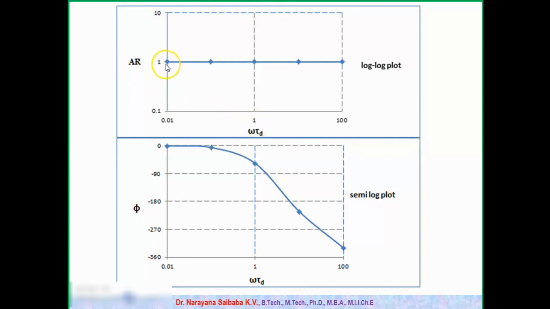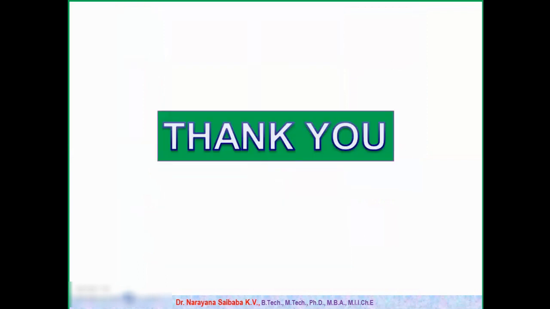See, the AR value is 1, which means we will get a straight line only, whereas the phi value will decrease. At low values, it will be 0, and with increasing omega tau d value it keeps decreasing. In this way, the Bode diagram can be drawn for a transportation delay system. Thank you.